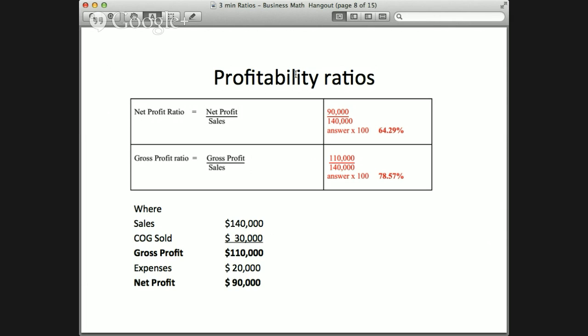So we've got 110,000 for gross profit. And again, the sales is 140,000. Yeah. So that's how the calculation works. That's the calculation for profitability ratios there in one slide.